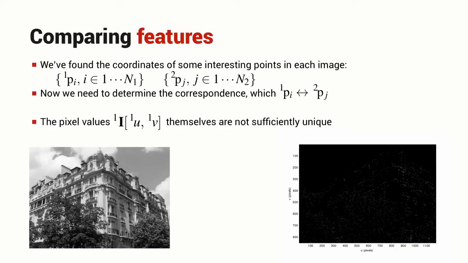Now that we've found the coordinates of some interesting points in both the left image and the right image, we now need to determine the correspondence. Which interesting point in the first image corresponds to which interesting point in the second image. And we've talked before about how the pixel values themselves are not sufficiently unique. Note the notation that I'm using here. A leading digit, the 1 or the 2, indicates which particular frame we're talking about. So this indicates the first image and this one indicates the second image.